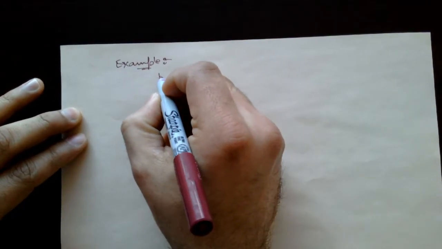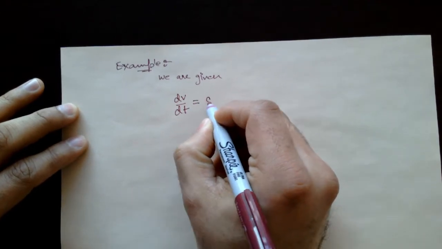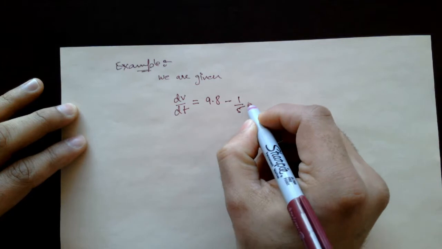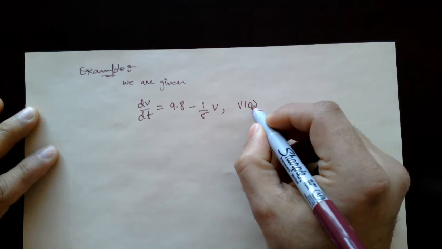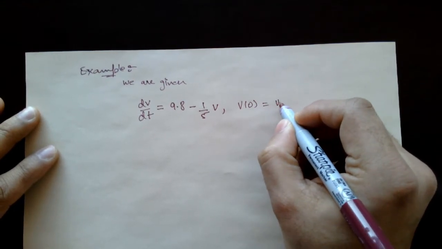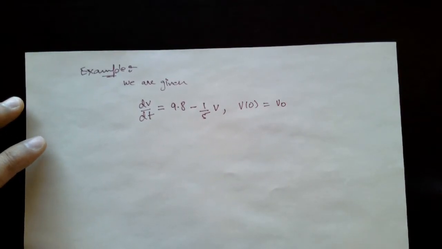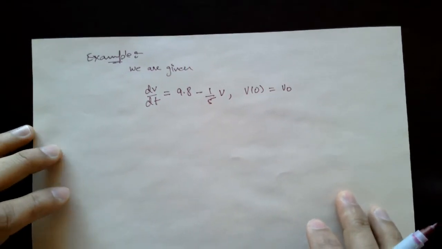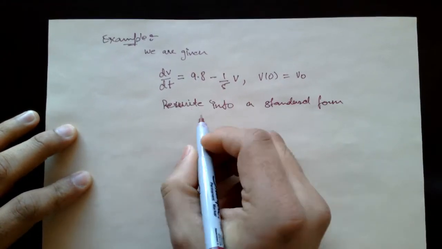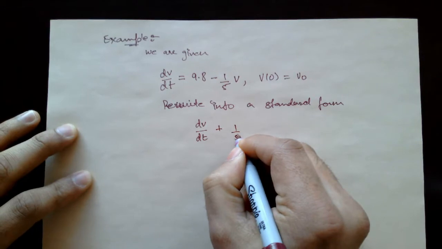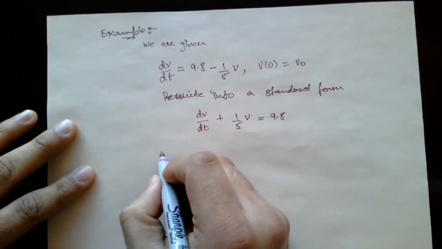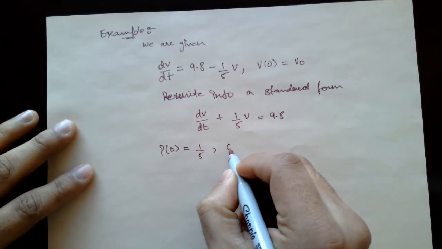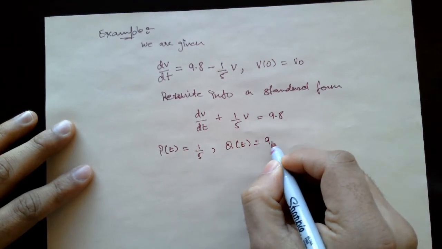Okay, so let's look at another example. In this example we are given dv/dt = 9.8 - (1/5)v, and we are given a condition: v at time 0 is equal to v0. So this is an equation for velocity changing over time. Let's rewrite it into standard form. We get dv/dt + (1/5)v = 9.8. So p(t) is 1/5 and q(t) is 9.8.